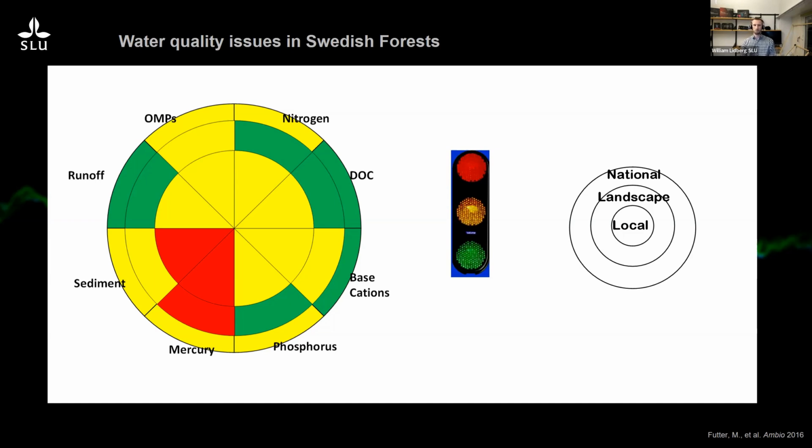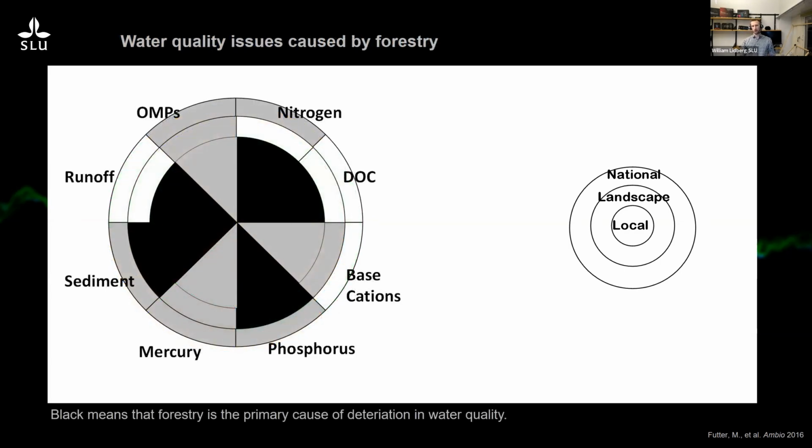And we also have issues with nitrogen and phosphorus, for example, which are fertilizers, organic matter, and runoff, and dissolved organic carbon as well. So these are like the major quality issues in Swedish forests. This is a similar graph in grayscale this time. The black areas represent the problems or issues where forestry is the primary cause. So you can see there that sediment and mercury is quite severely caused by forestry.